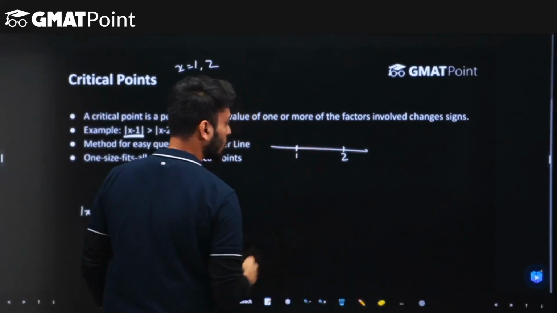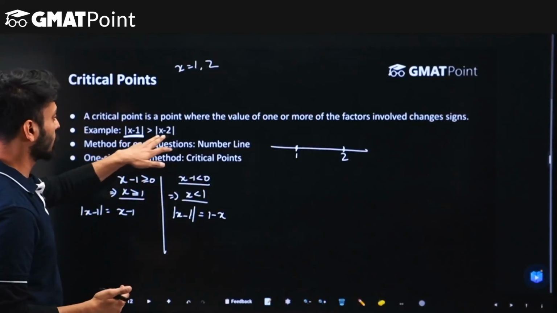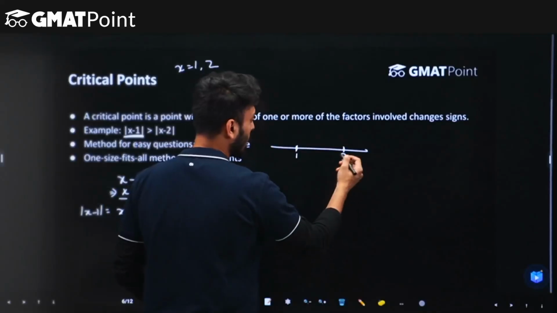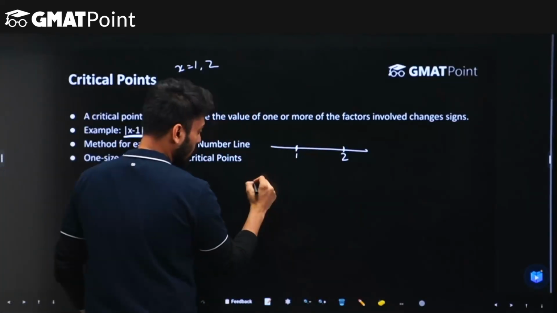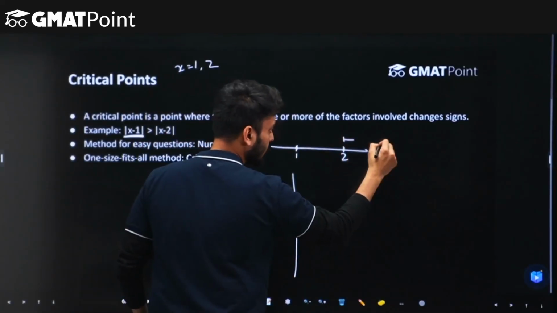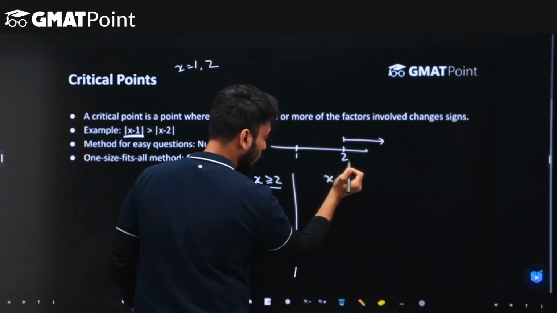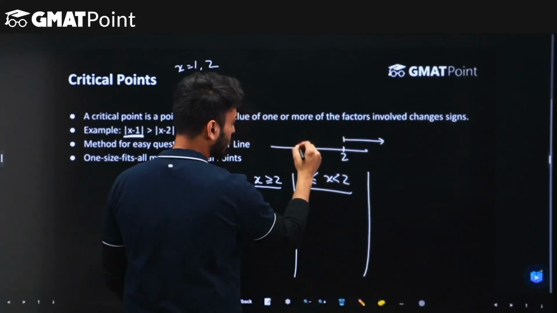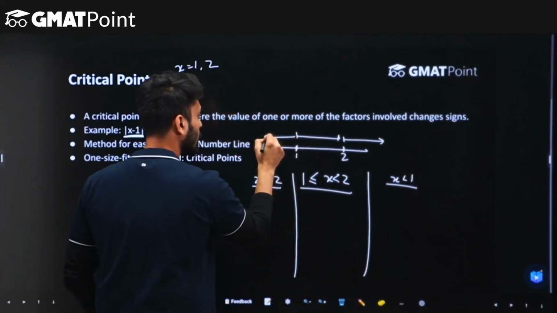Now, effectively, instead of having multiple cases, one for this and two cases for this, and two cases for this, I can now simply have three cases. So the cases can be simplified to x greater than equal to 2, which is this region over here, x less than 2 and greater than equal to 1, which is the second case, and the third case will be x less than 1, which will be this region over here.